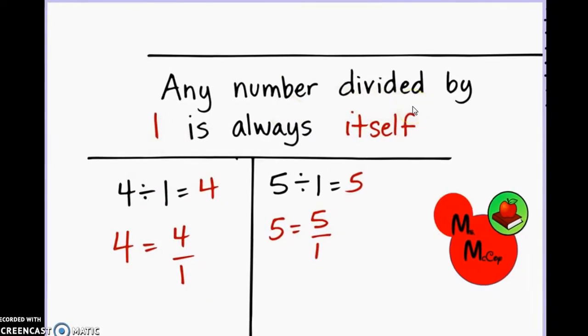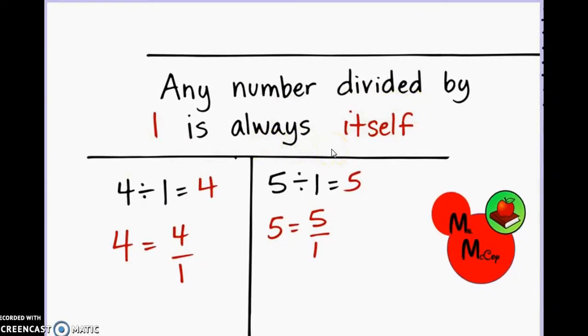Any number divided by 1 is always itself. For example, 4 divided by 1 equals 4. That's why we can use 1 as the denominator. 4 equals 4 over 1. 5 divided by 1 equals 5, or 5 equals 5 over 1.